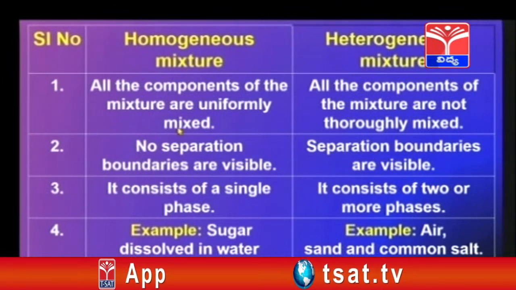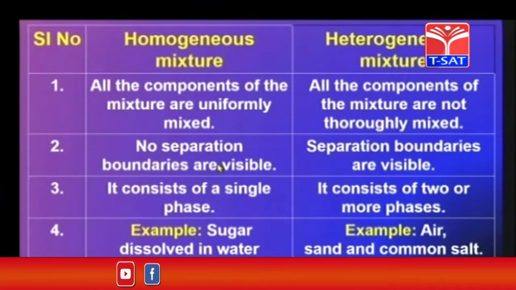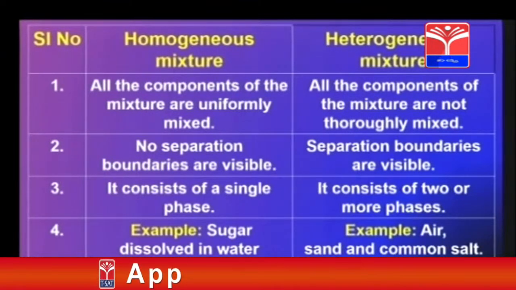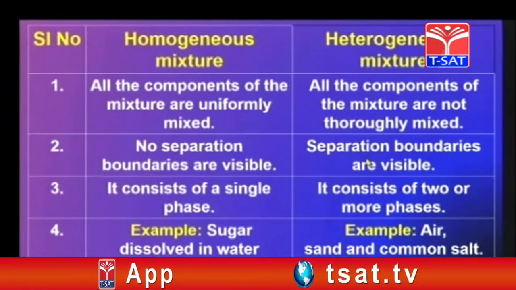In a homogeneous mixture, no separate boundaries are visible. When sugar was added to water, you did not see any separate layers between the sugar and the water. Sugar got totally dissolved in water. In a heterogeneous mixture, we can see separate boundaries.